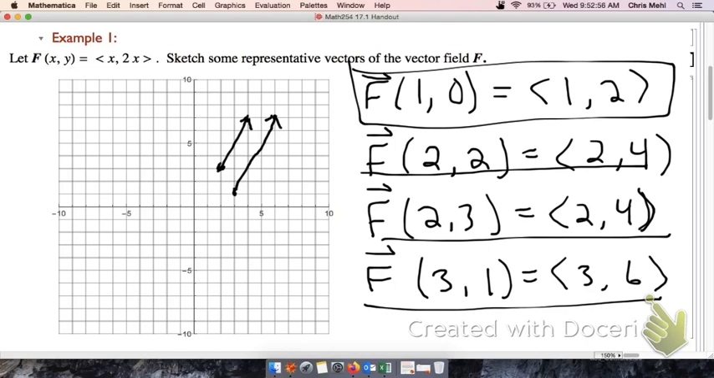So again, if I look at this bottom one, capital F at the point 3, comma 1, I would draw a vector with its tail at 3, 1, and the components are 3 and 6, so I'd go 3 units to the right and up 6 units to find the head of the vector. So I guess the inputs x and y determine the tail of the vector, and the components, or the output of the function, are basically just the directions to get to the head of the vector. Okay, so again, the inputs are where the tail is, and the output, the components, tell you how to get to the head of the vector.